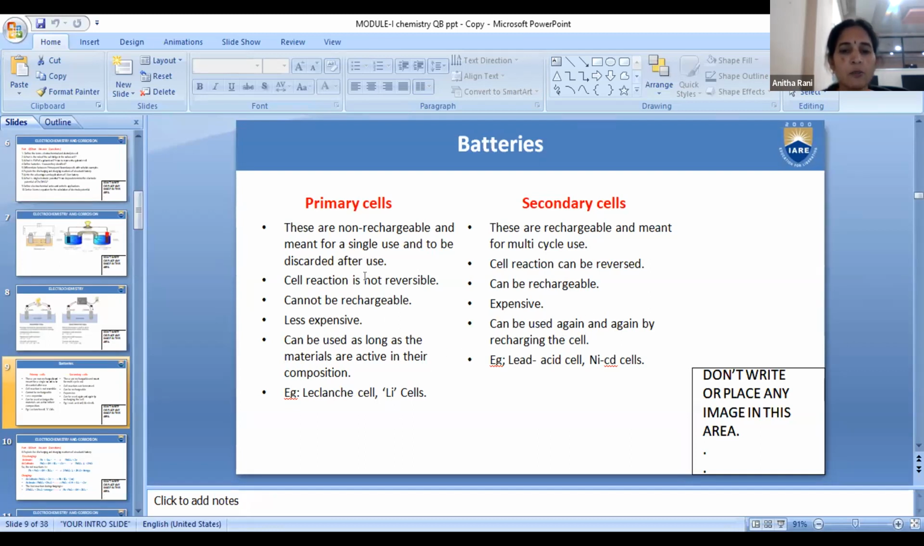Learn some differences between primary cells and secondary cells. In primary cells, it will act as only an electrochemical cell, a voltaic cell, meaning the reactants are converting into products and produce electrical energy. Whereas secondary cells are rechargeable batteries, where the discharging reaction and charging reaction both take place.